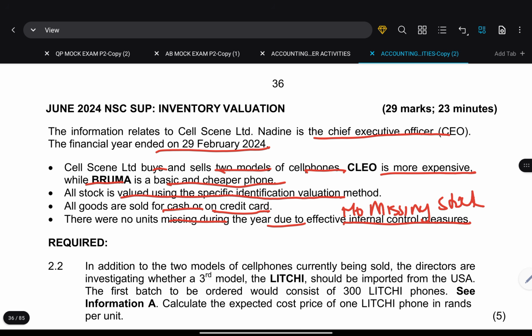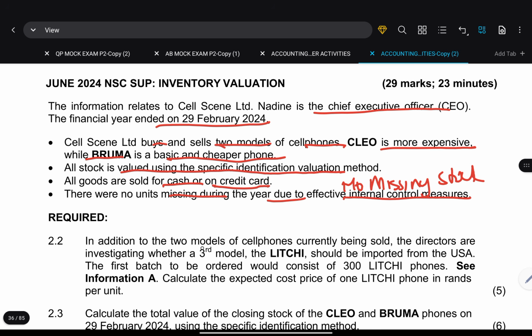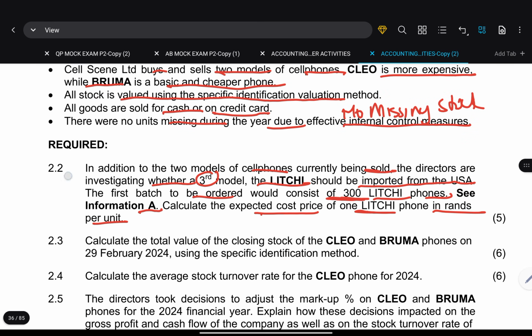Number one, they're saying in addition to the two models of cell phones currently being sold, the directors are investigating whether a third model, Lychee, should be imported from the USA. The first batch to be ordered would consist of 300 Lychee phones. See information A. Calculate the expected cost price of one Lychee phone in rands per unit. So here they want us to calculate how much it will cost us if we were to buy those Lychee phones. So we're going to go to information A.